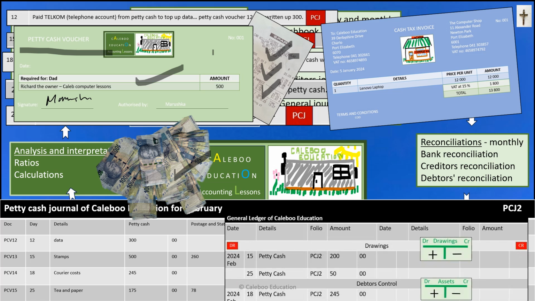There's the general ledger. So I'm going to show you how to take the information from the petty cash journal to the general ledger. So this is the bookkeeping cycle with regard to petty cash. So I look forward to explaining the whole journal to you.